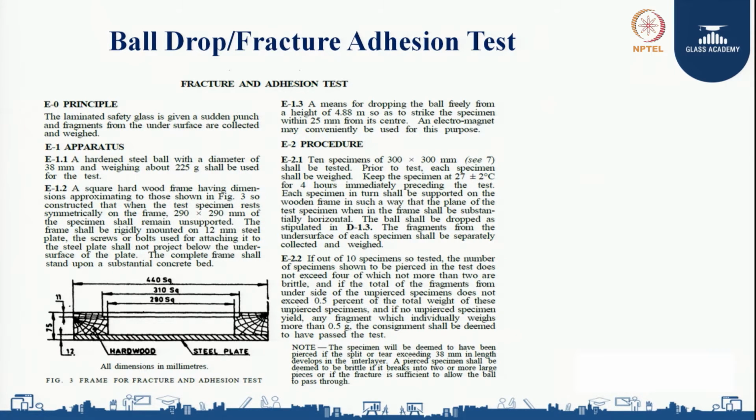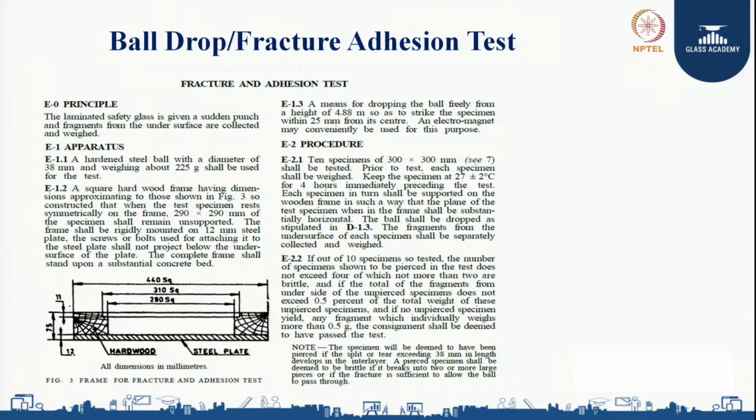and we need to have a setup of a square hardwood frame having dimensions approximately those as you can see in the figure. The procedure is that we need to drop a ball freely from a height of 4.88 meters so that it strikes the specimen within 25 mm from its center. In order to perform the ball drop test, we need to have 10 test specimens of 300 by 300 mm. Prior to test, each test specimen shall be weighed. Keep the specimens at 27 degrees centigrade for 4 hours immediately preceding the test. Each test specimen shall be supported on a wooden frame as you can see in the figure.